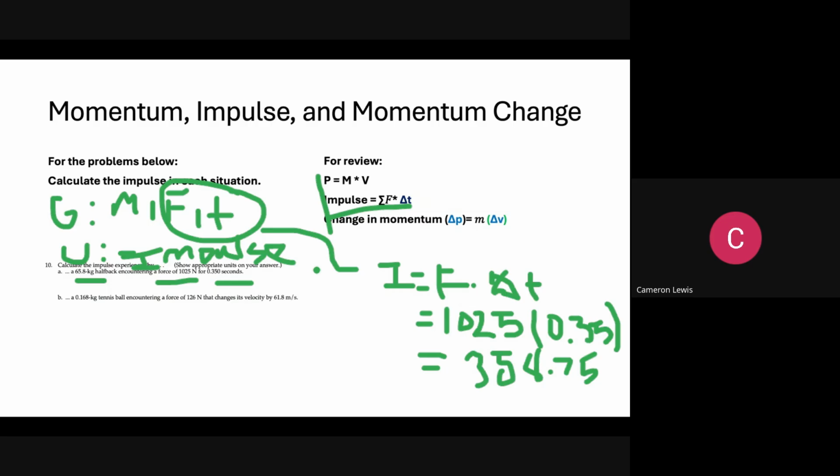Kilogram meters per second. Would it be meters per second? Kilograms meter per second. Okay. So now that we got that, right? That was just simple. We were able to just go ahead and solve for impulse by just doing force times time, right? Let's look at the next one, though.